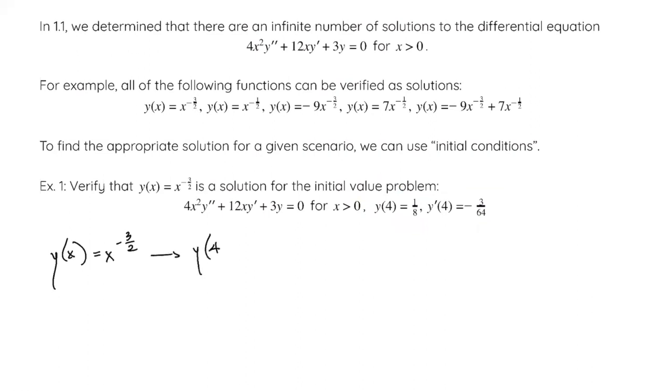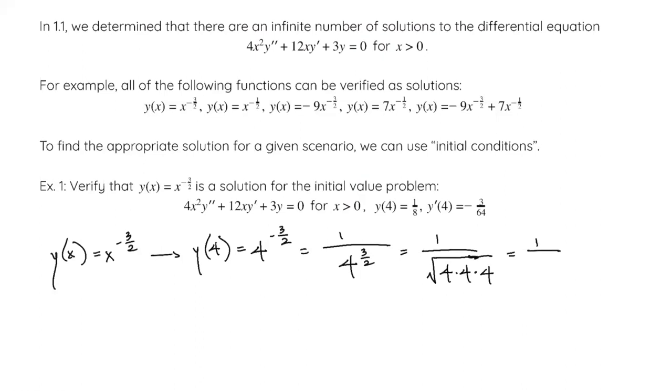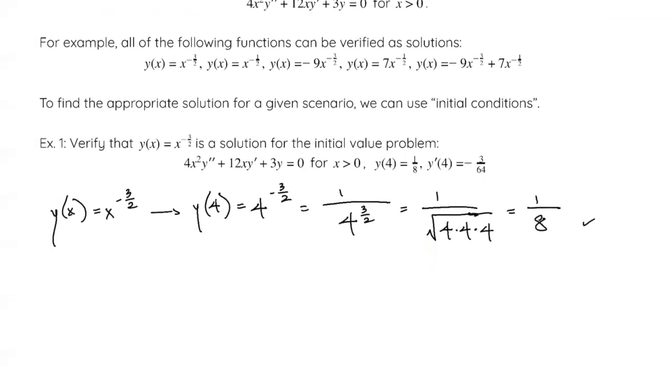So y of 4 would be 4 to the negative 3/2. I could write this as 1 over 4 to the 3/2, which I can write as 1 over the square root of 4 times 4 times 4. But all of this is just a really fancy way of saying 1 over 2 times 2 times 2, which gives you 1 over 8. Give yourself a check. You have verified that these initial conditions fit this problem.